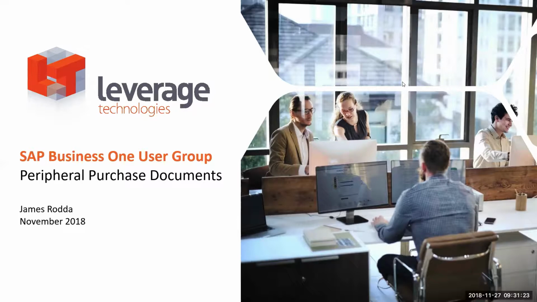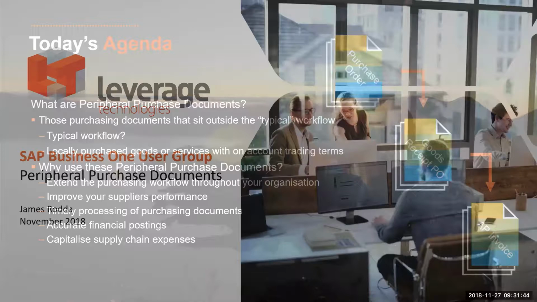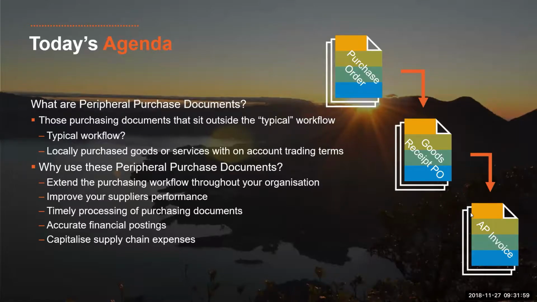I'm James Rodder, and today's focus is on peripheral purchase documents within SAP Business One. We'll go through a few slides just to give you a bit of an understanding of what we're talking about when we say peripheral purchase documents. Peripheral documents within the purchasing workflow are those types of documents you may see on the SAP Business One menu that sit outside of the typical purchase order, goods receipt purchase order, AP invoice.